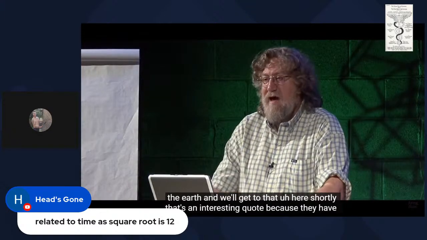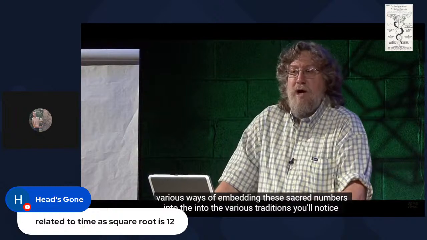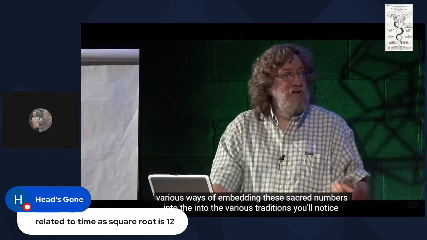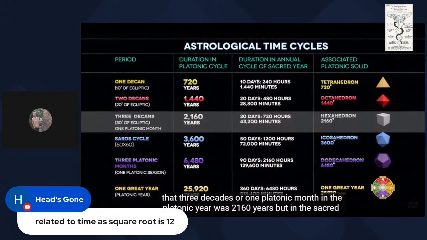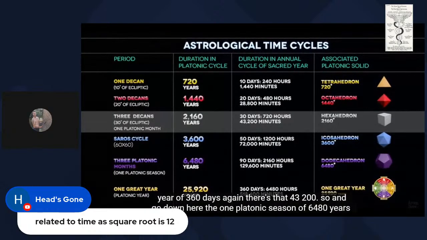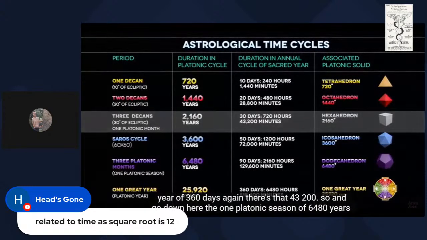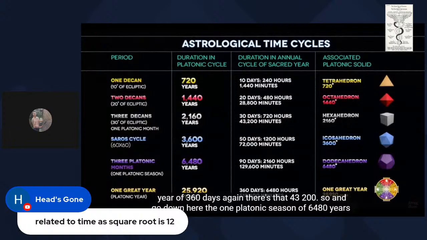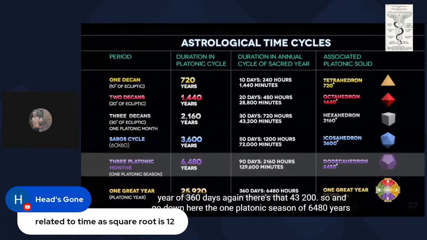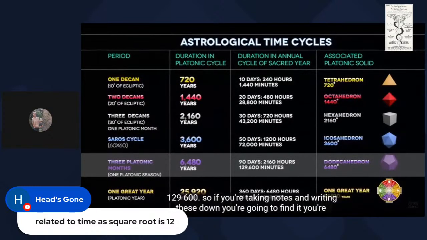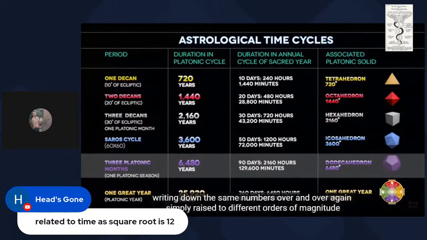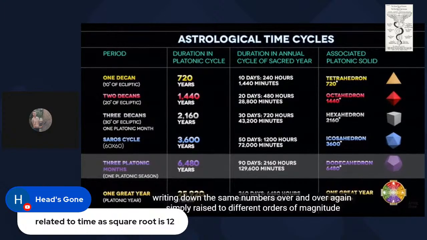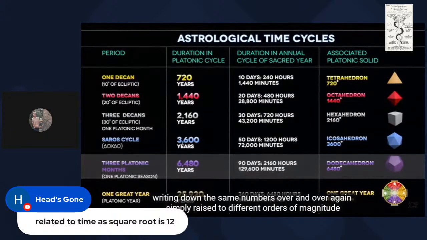That's an interesting quote, because they have various ways of embedding these sacred numbers into the various traditions. You'll notice that 3 decads or 1 Platonic month in the Platonic year was 2,160 years, but in the sacred year of 360 days, again, there's that 43,200. And go down here, the 1 Platonic season of 6,480 years, 129,600. So if you're taking notes and writing these down, you're going to find that you're writing down the same numbers over and over again, simply raised to different orders of magnitude.